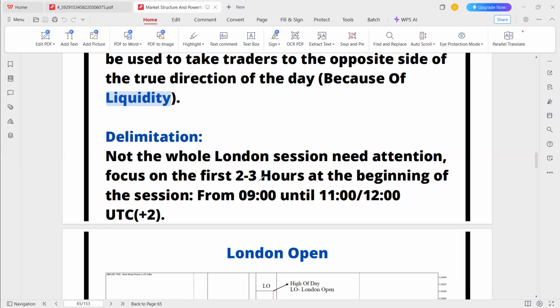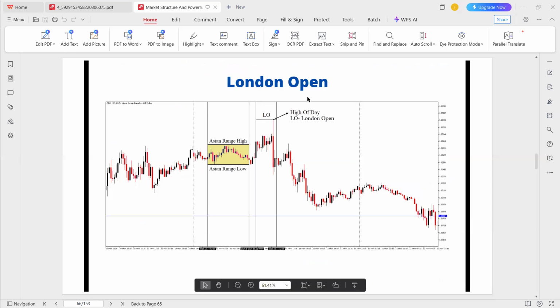So the most important part of the London session, if you're trading London session, is the first 2 to 3 hours. I agree with the author here. That's the best sweet spot for getting the best setups. So London Open illustration, this is the GBP USD M15 chart. You can see we had a nice Asian range right here, which was tight.